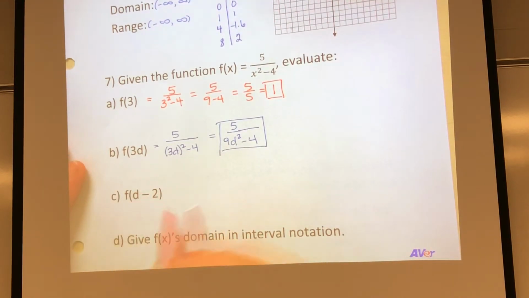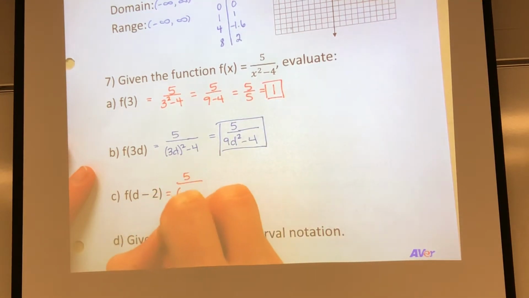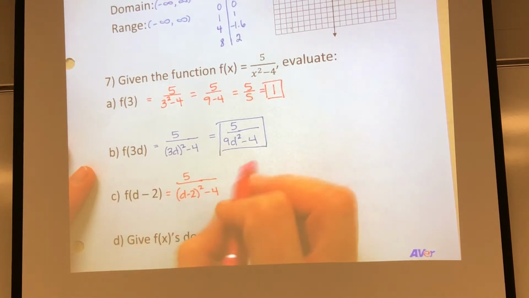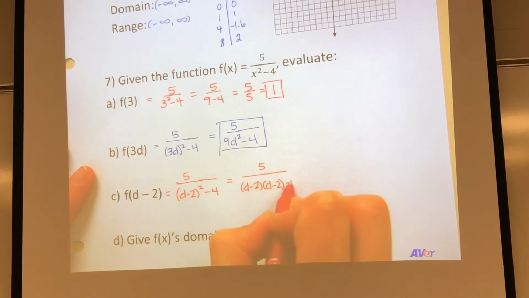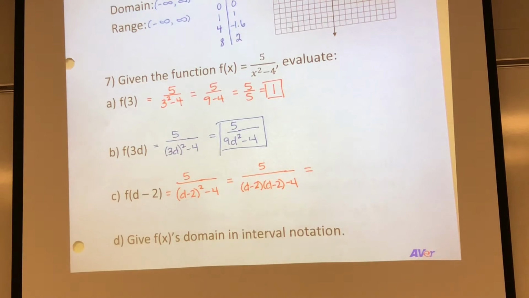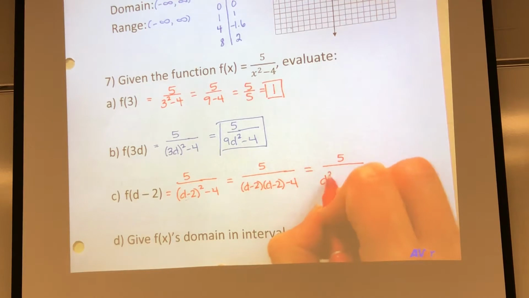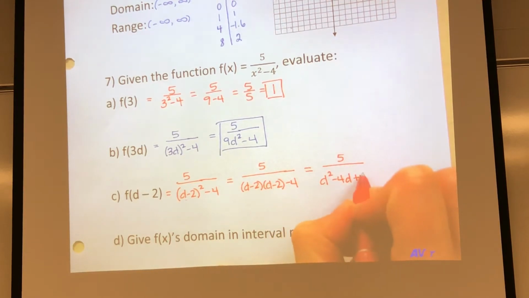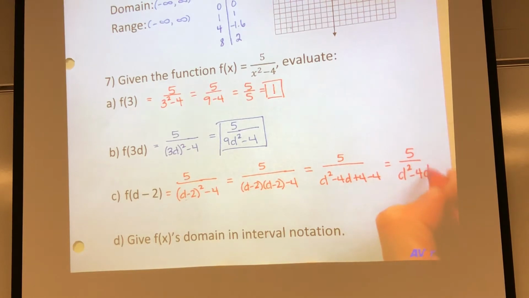Part C, we're going to substitute d minus 2 in for the x squared. Since this is a binomial, two terms being squared, we have to remember that squaring means multiplying by itself. So d minus 2 times d minus 2 minus 4. And then you can FOIL it out and simplify. When I FOIL that, I get d squared minus 4d plus 4 minus 4. That minus 4 was already there. So it simplifies to 5 over d squared minus 4d.